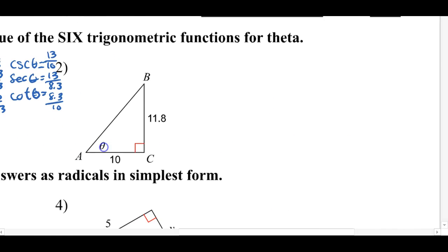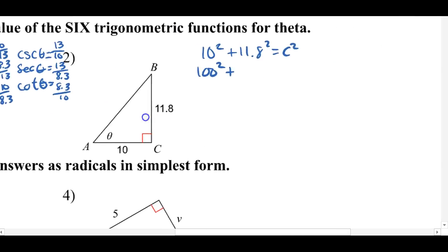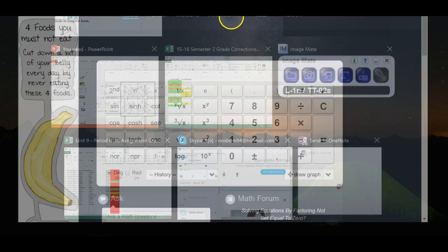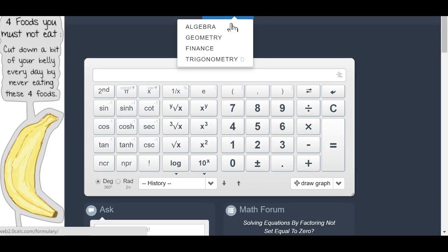So now let's go to this one. Again, 10 squared plus 11.8 squared equals c squared. I don't know what 11.8 squared is, so let's do that on the calculator.